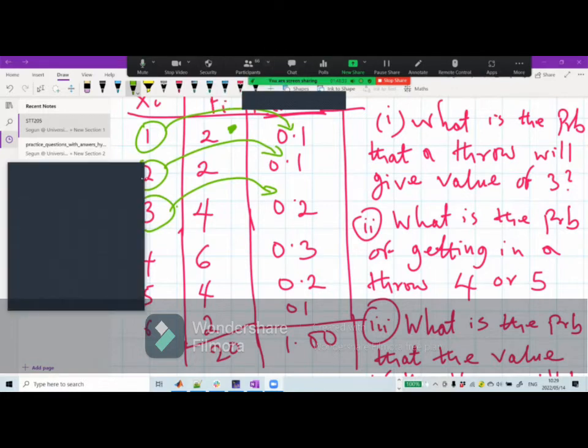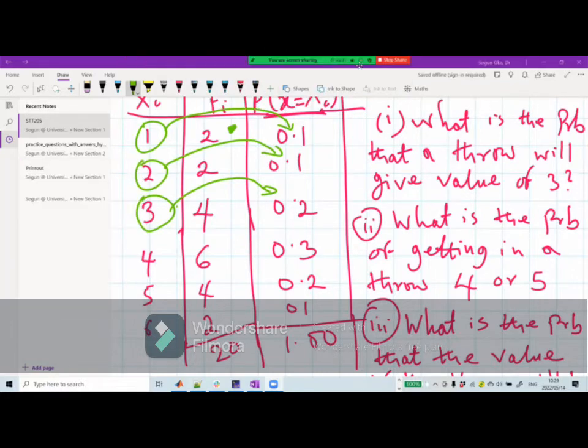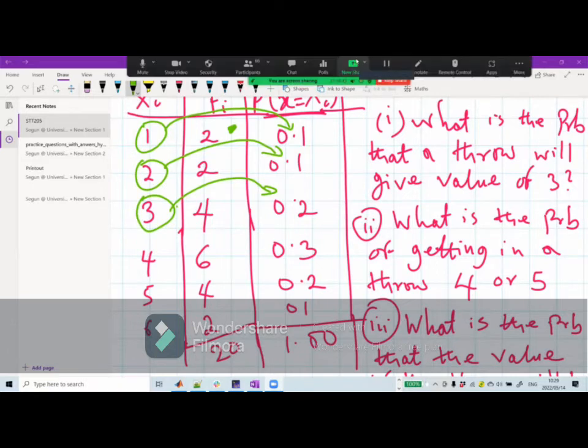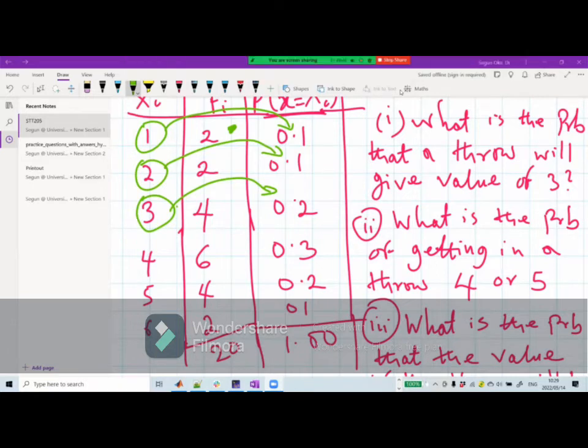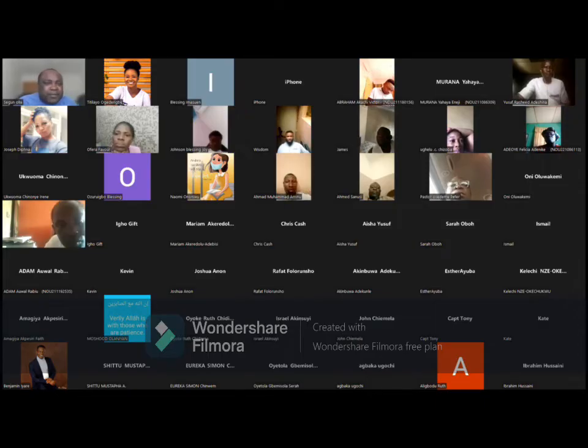But if it's thrown once, I think it should be 3/6. Assuming that we don't have frequency, we are not talking about frequency now, it's just going to be 1/6, 2/6, 3/6, 4/6, 5/6 and 6/6. Is that okay? Yes. I hope it's clear now. Yes, sir. Very clear.